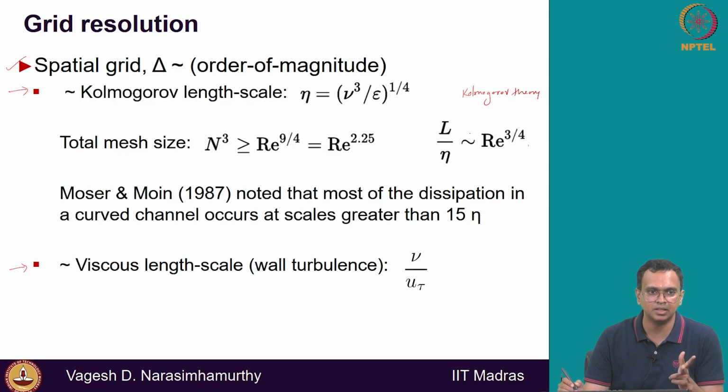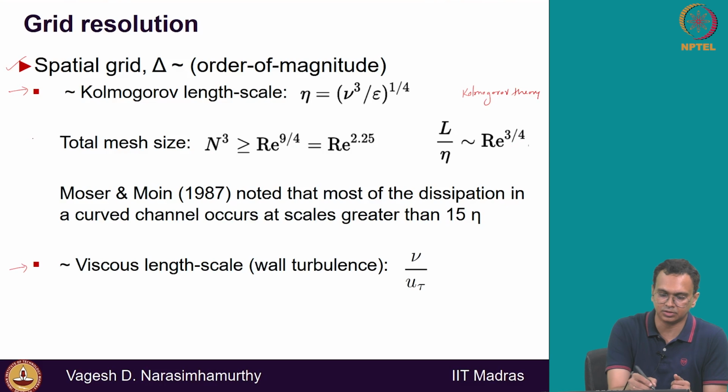What about y and z? So in each direction, if it is scaling like Re raised to 3/4, it becomes Re raised to 9/4. So n cube is the mesh in all the 3 directions. If you have a box, okay, let's say this is your numerical domain. So where these are all the 3 directions, let's say nx, ny, and let's call this nz.